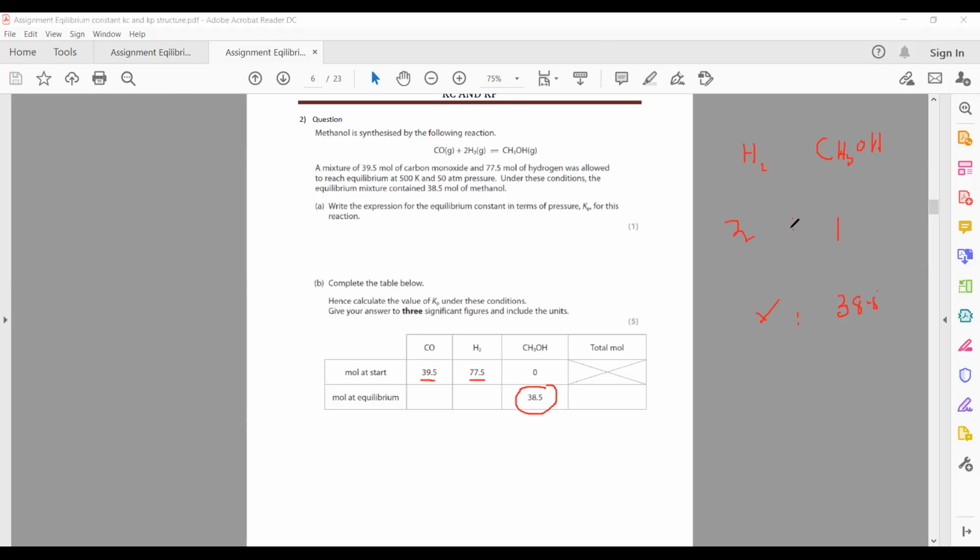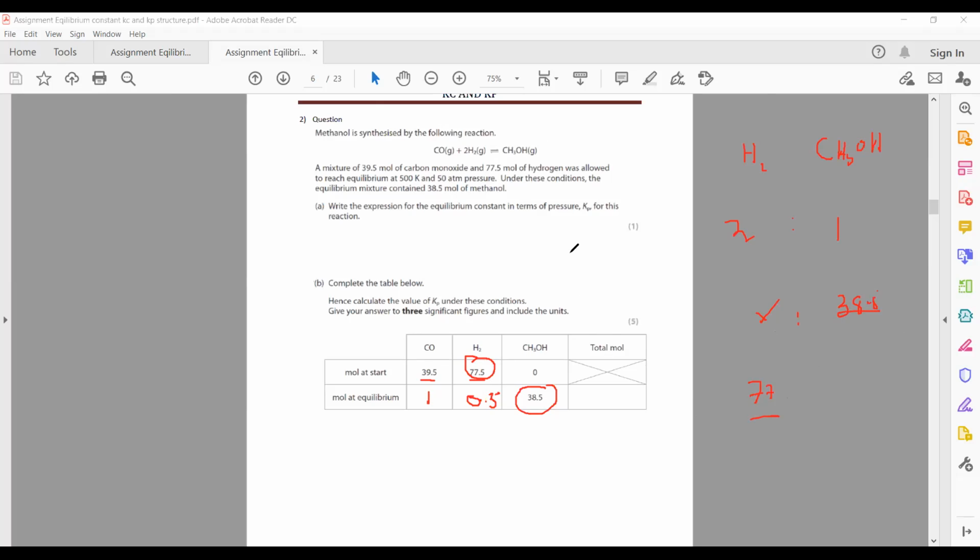That will give you how many moles reacted. But you don't want how many moles reacted. You need how many are left at equilibrium. So originally 77.5 and reacted 77, so you're only left with 0.5. And then the ratio for carbon monoxide is 1:1. So the same 38.5 moles reacted, and 39.5 minus 38.5 gives you 1 mole.